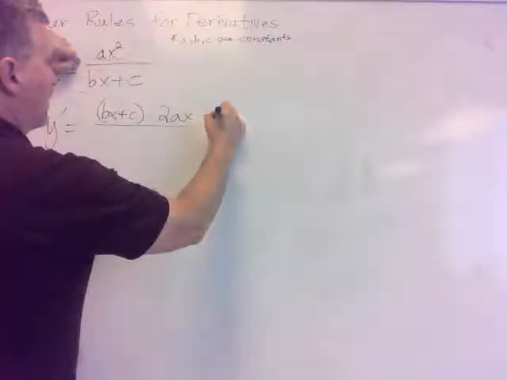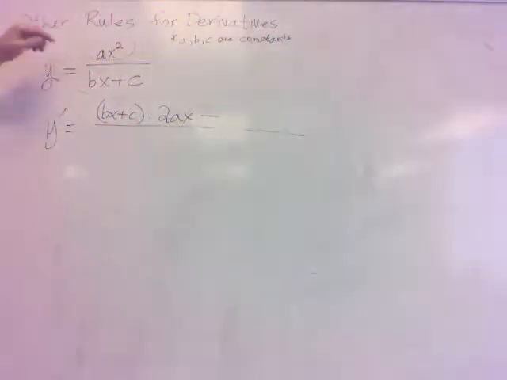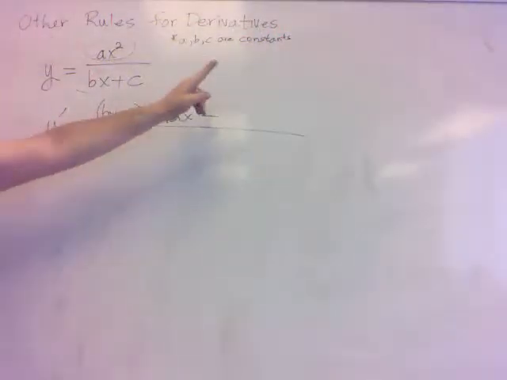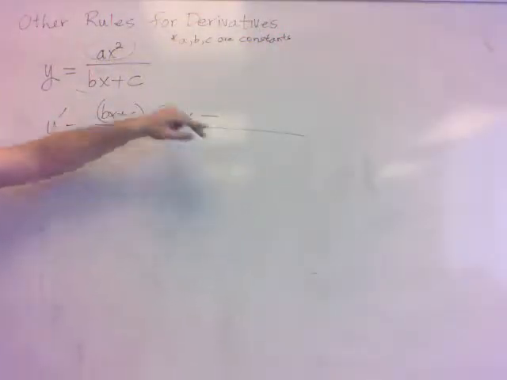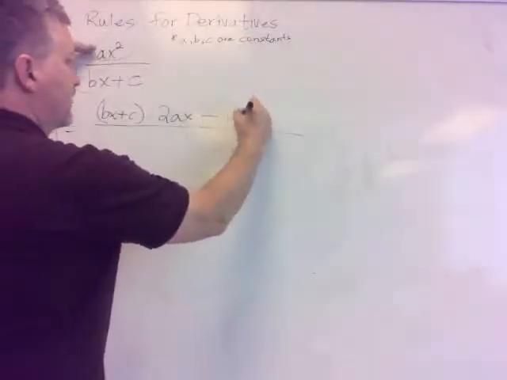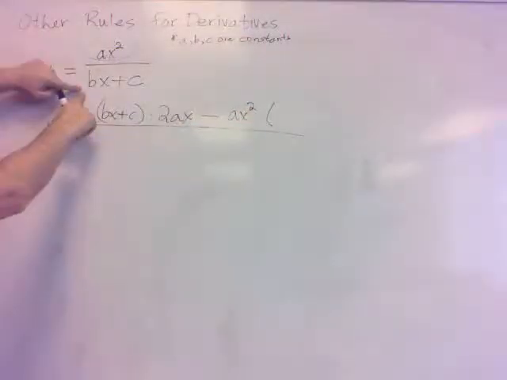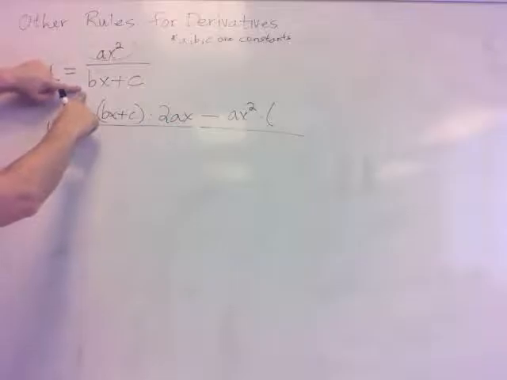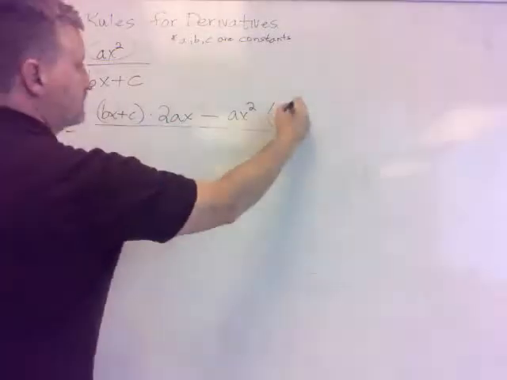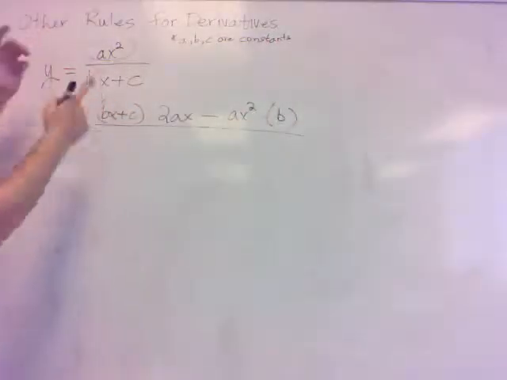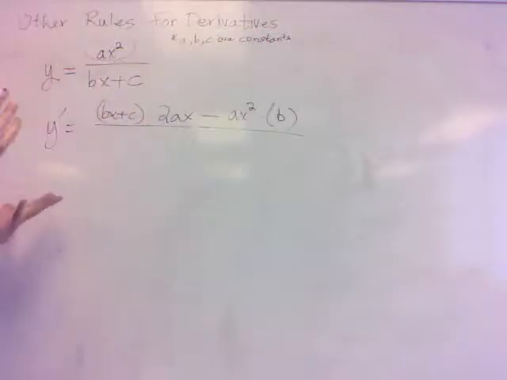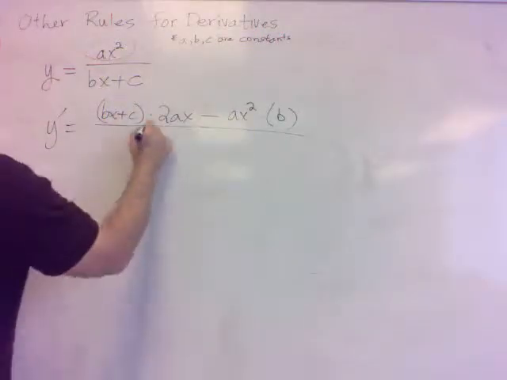All right, then what? So I've got low d high minus high d low. So I do the high, ax squared, times d of the low. What's the d of this? It's going to be b, isn't it? Derivative of bx would be b. Derivative of c is 0 because it's a constant. Okay, over low squared.